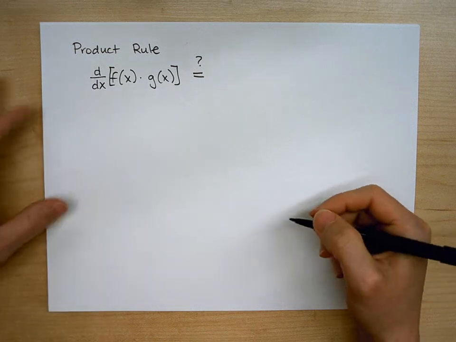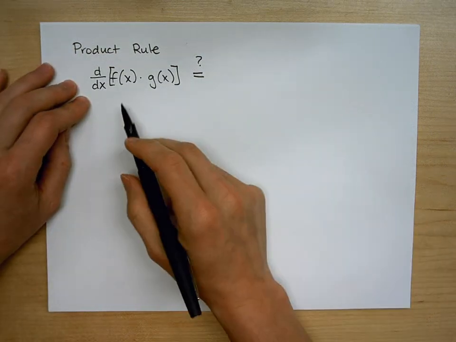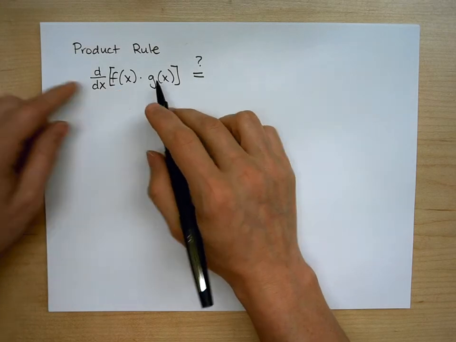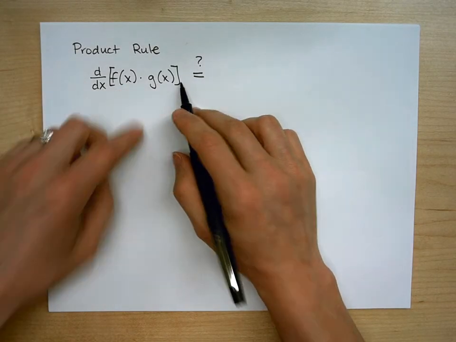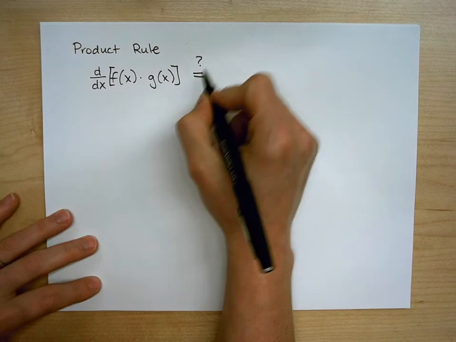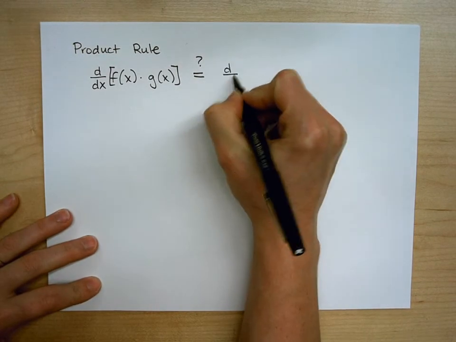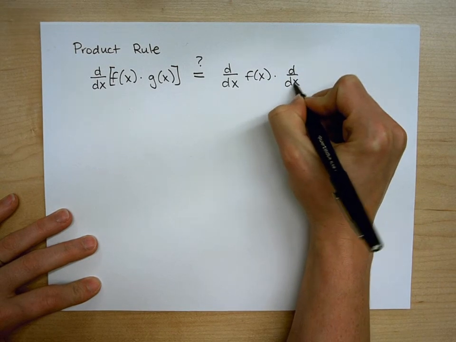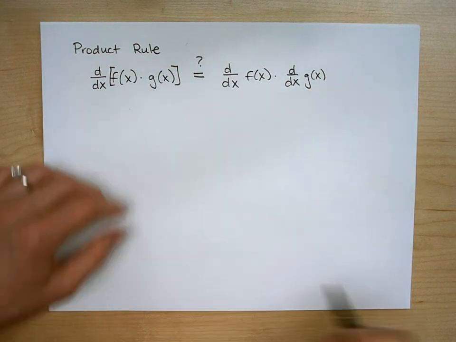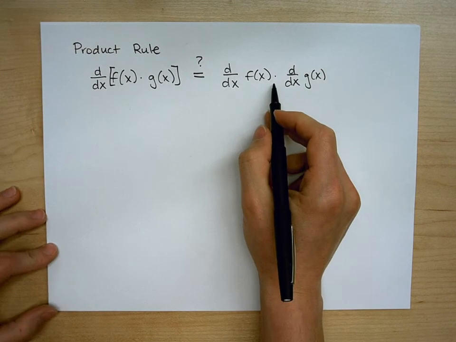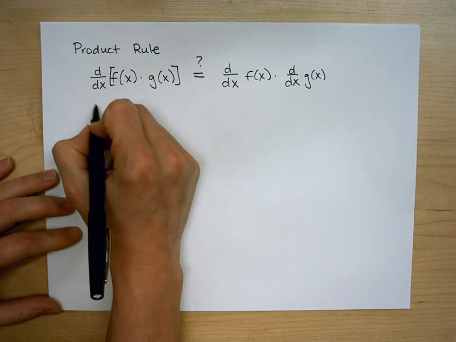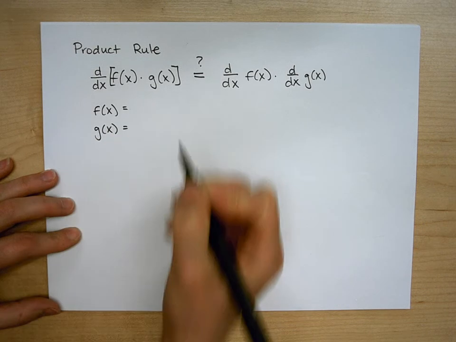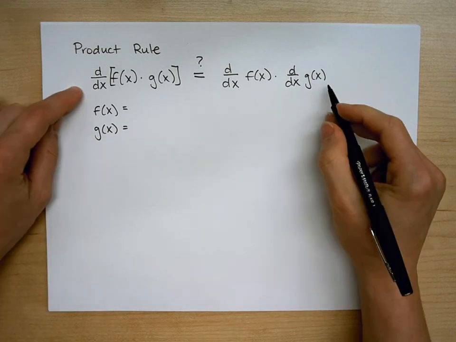If you remember, that did actually work with limits. That is, there was a product law that if I took the limit of a function times another function, I could just take the limit of the first times the limit of the second. Let's think about if that works for derivatives. So here's my proposition. I want to know if this is true. That is, the derivative of a product, is that just the product of the derivatives? So let's pick a function f and a function g, just as an example, and see if this formula works.